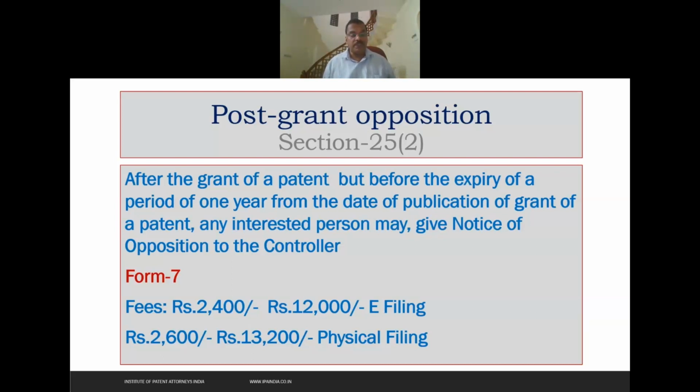The reason is you are paying fees for opposition. You have to submit Form 7. 2,400 is the fee for e-filing by a natural person and 12,000 for others, and 2,600 for a natural person and 13,200 for others for physical filing.